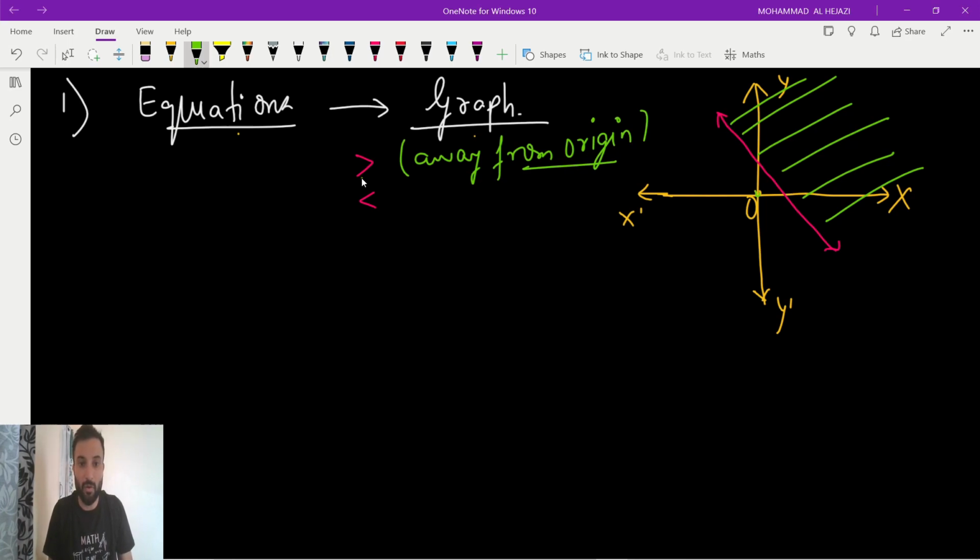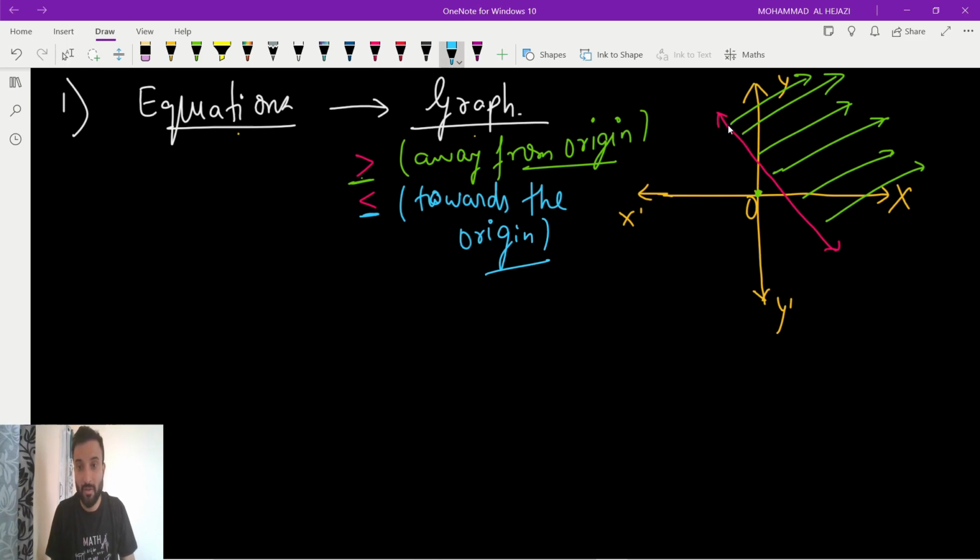Away from origin. Okay, suppose this is a line. If the symbol is greater than, not 0 anything, but just the symbol is greater than, means we have to go away from the origin. See, this is the origin, we are going away from the origin. If the symbol is lesser than, it means towards the origin, inwards. Lesser than means towards the origin, we will come this side, inwards.